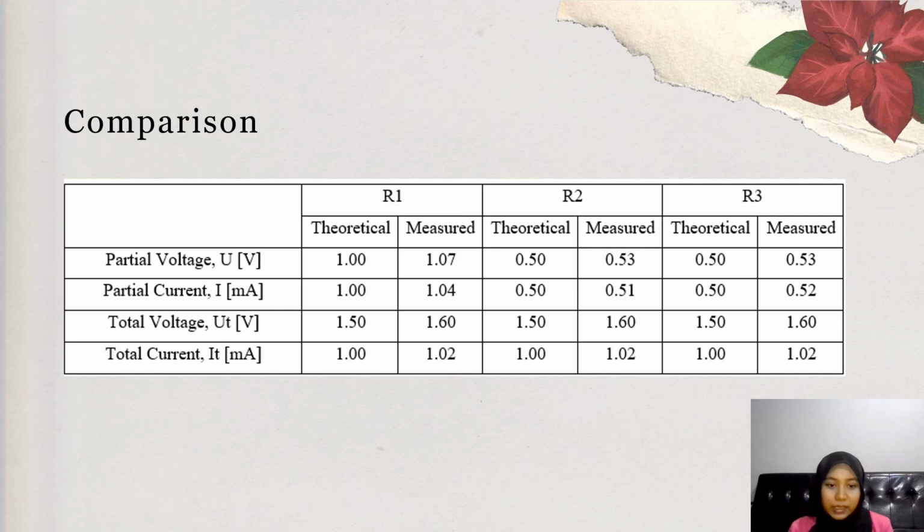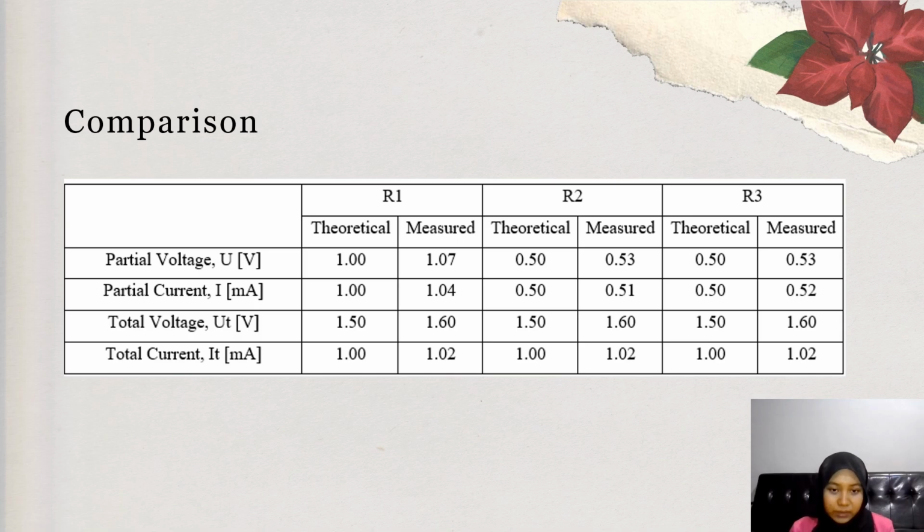For the partial current, for R1, the theoretical value is 1.0, and the measured value is 1.04. For R2, the theoretical value is 0.5, meanwhile the measured value is 0.51. And for R3, the theoretical value is 0.50 and the measured value is 0.52.